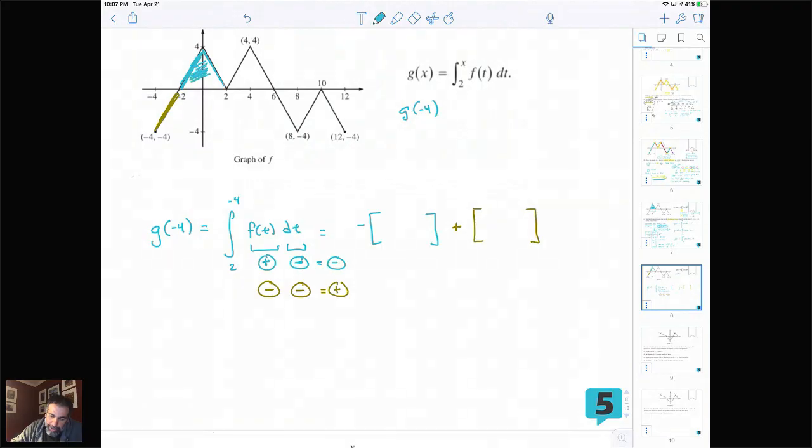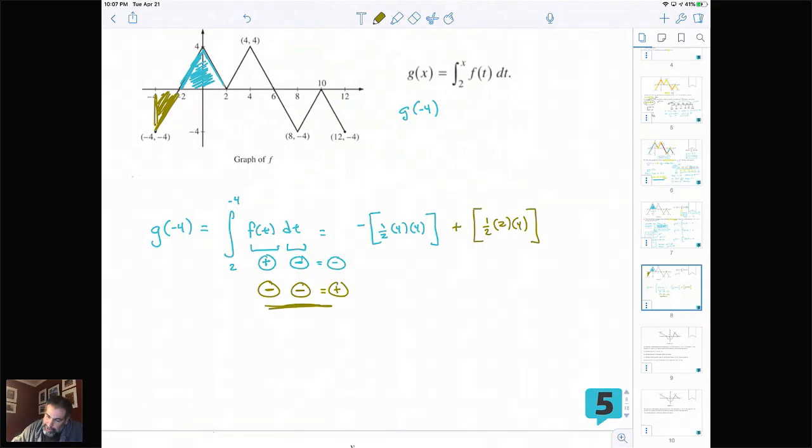So for the blue piece, it's half base times height. This was the same triangle we just talked about. It's 4 for the base, 4 for the height. For the gold piece, it's still a triangle. It's 1/2 base times height. The base is 2 and the height is 4. Notice I'm not concerned with the negatives at all. I don't need to do the negatives because I did the sign analysis. All the signs are taken care of from the beginning.